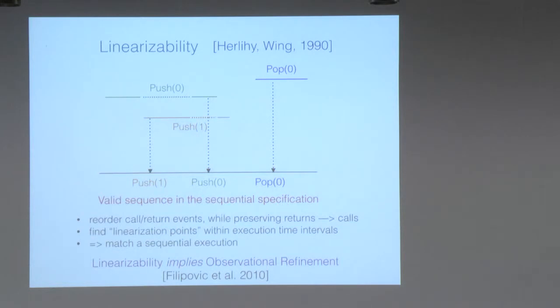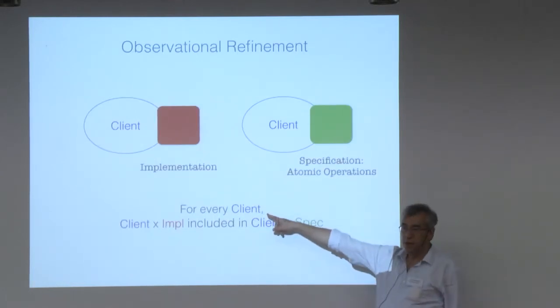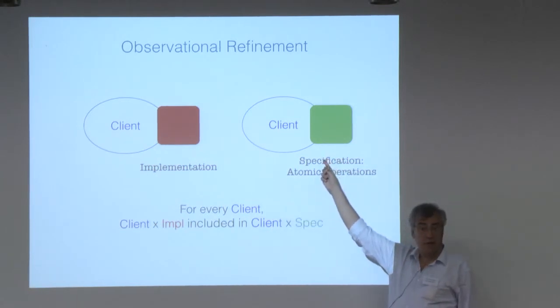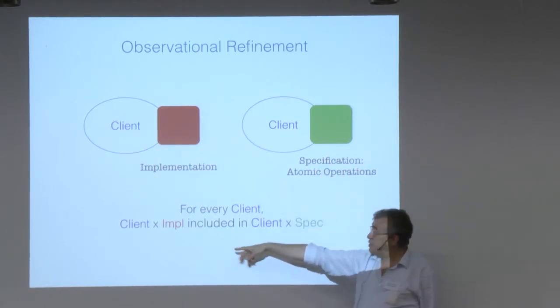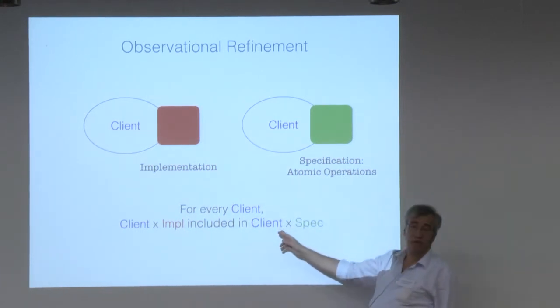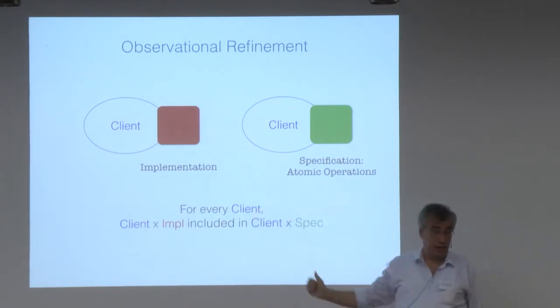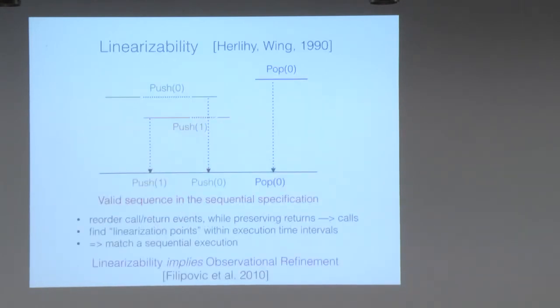So how to do that? There is an approach which is based on checking linearizability, because you see here the problem, there is a universal quantification. If you want to verify this observational refinement, you want to check that the behavior of the client in parallel with the implementation is included in the behavior of the same client with the specification, but this is for every client, okay? So now, linearizability somehow allows you to get rid of this universal quantification.